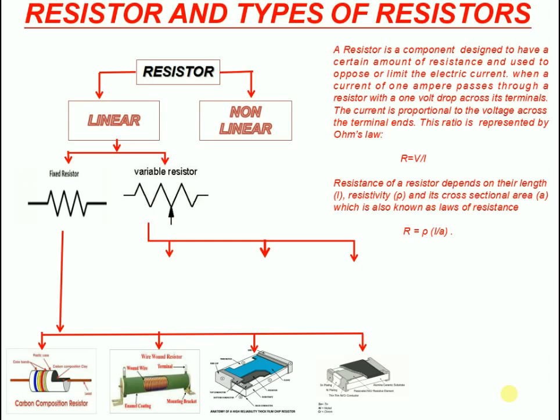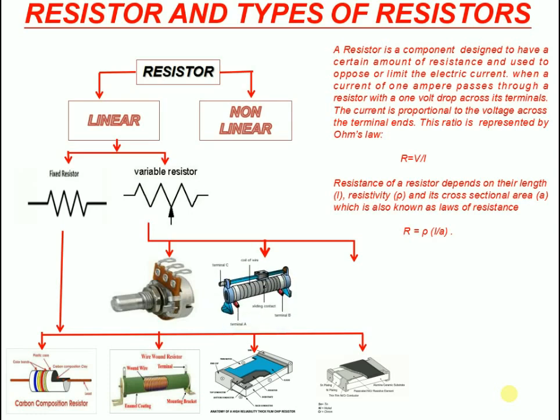Types of variable resistors. Potentiometers. A potentiometer is a three-terminal device which is used for controlling the level of voltage in the circuit. Rheostats. Rheostats are a two- or three-terminal device which is used for current limiting purposes by hand or manual operation.